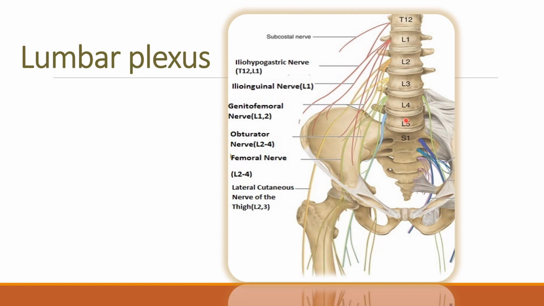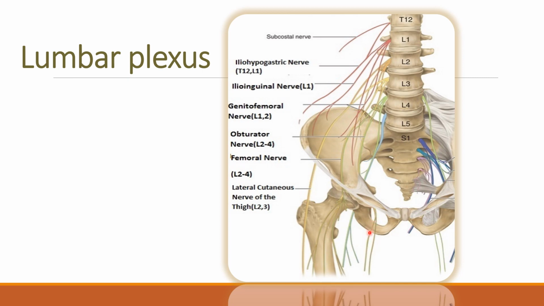Then the obturator nerve. It is formed by the ventral divisions of L2, L3 and L4 joining to give the obturator nerve. This nerve comes out along the medial border of the psoas major muscle, crosses the lumbosacral trunk, and lies along the anterolateral part of the ala of the sacrum. Then it enters the obturator canal.